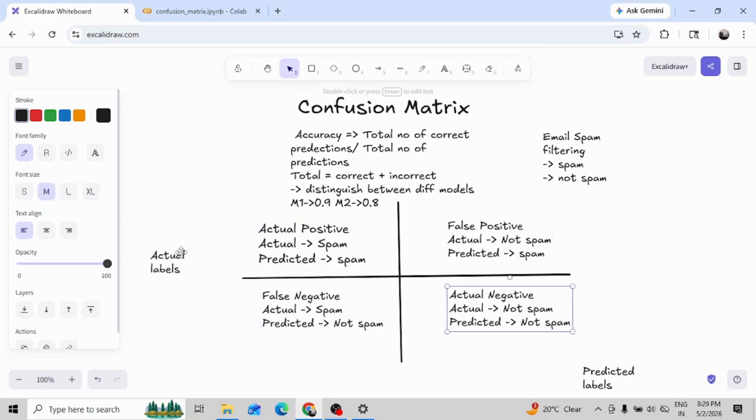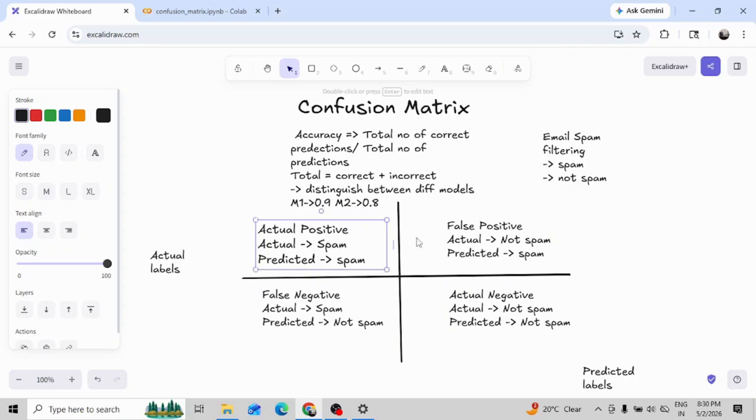First, we have to look at the actual labels. Actual labels are those that determine what is true in reality. In email spam filtering, actual labels tell us that an email is actually spam or not spam. And predicted labels are just what the machine predicted. As you can see, our confusion matrix is divided into four quadrants. The first one is actual positive. If we move clockwise, this is the first, this is the second, this is the third, and this is the fourth quadrant.